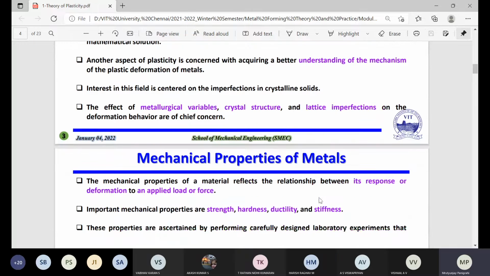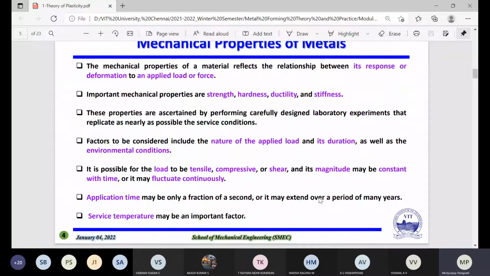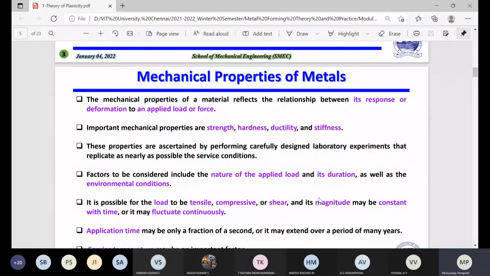Okay. Then when we go to plastic deformation, again we have to study the basic mechanical properties of metals, because we have to understand the properties in that aspect. The mechanical property of a material reflects the relationship between its response or deformation to an applied load or force. That means how much force you apply, and that will produce a response.